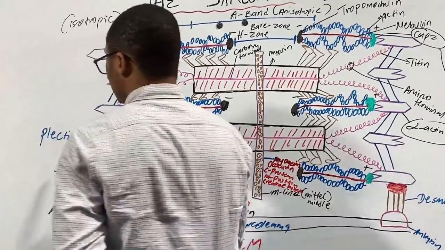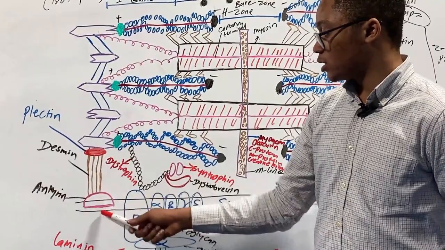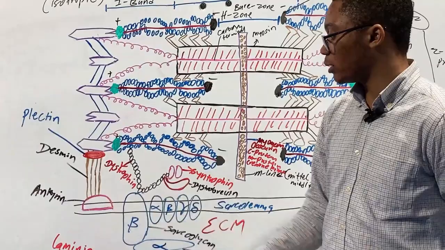Plectin. And I said that desmin is anchored to the sarcolemma by a protein known as ankyrin. This semicircle protein I drew here, in the pink color, is known as ankyrin. So ankyrin helps anchor the desmin.